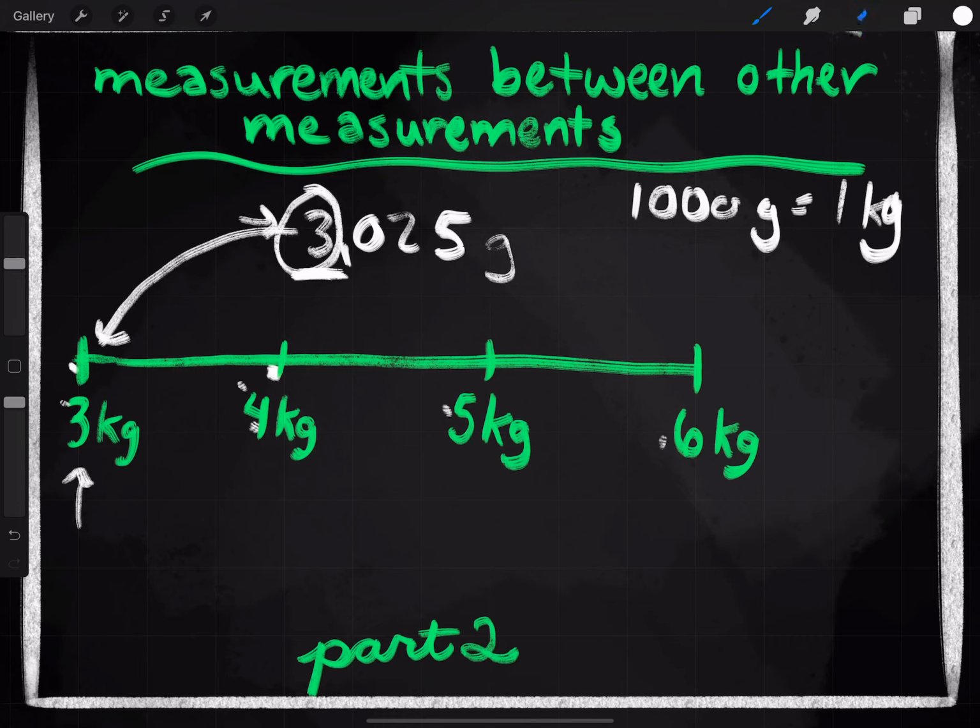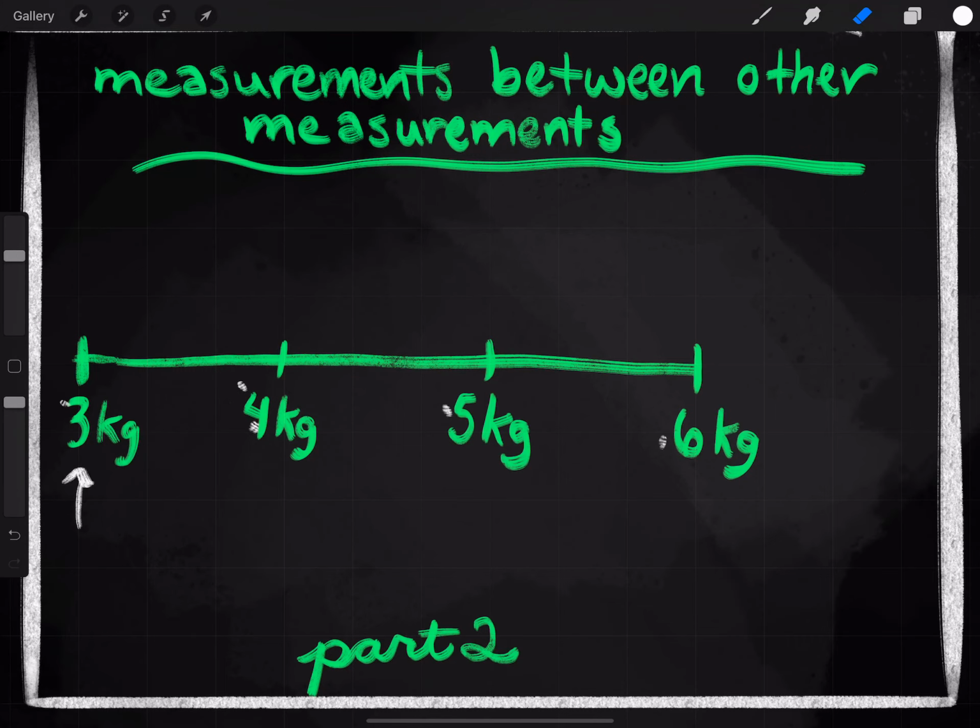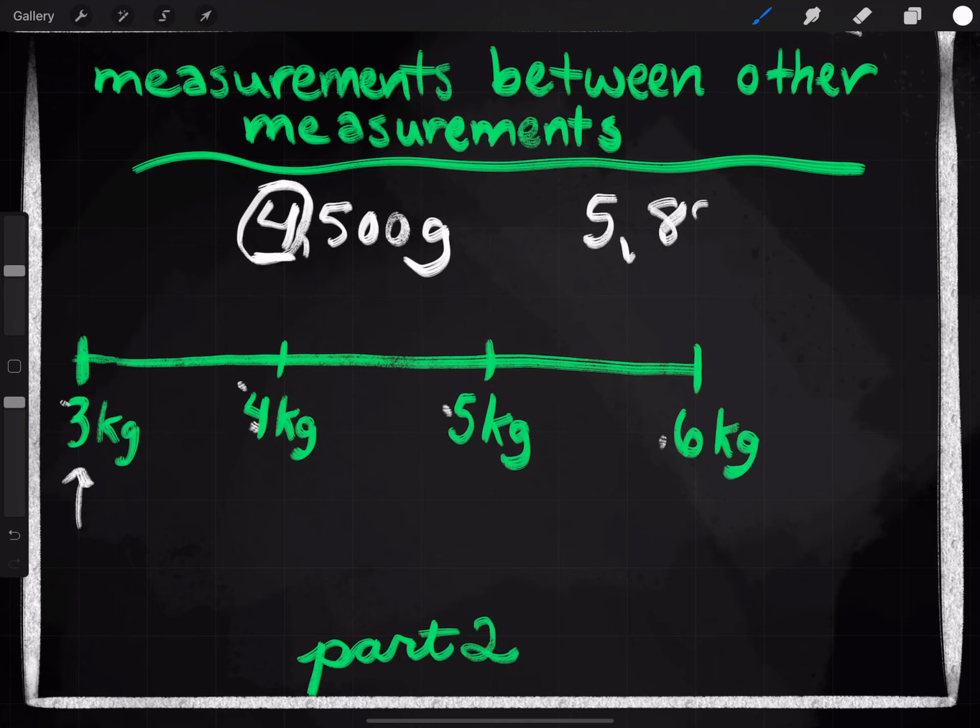Let's do a couple examples. So let's say you have 4,500 grams. How many whole kilograms are in that? And hopefully you said there are 4 whole kilograms because this number tells me. And if I had 5,892 grams, how many whole kilograms are in that? Well, 5, because you can look at the thousands place to tell you that.